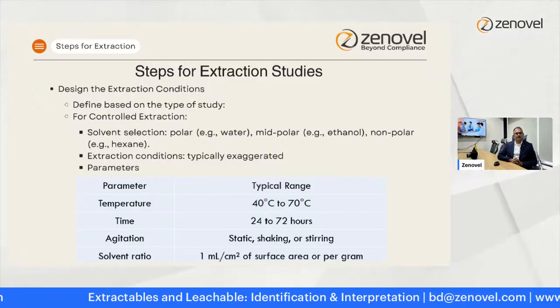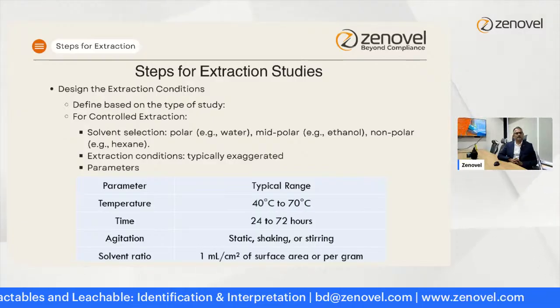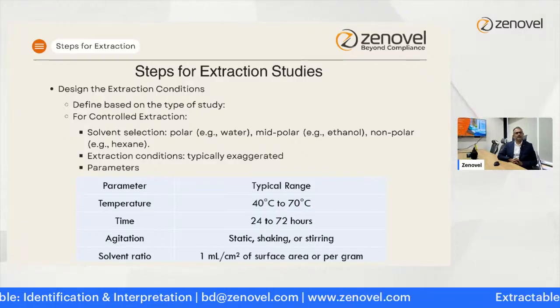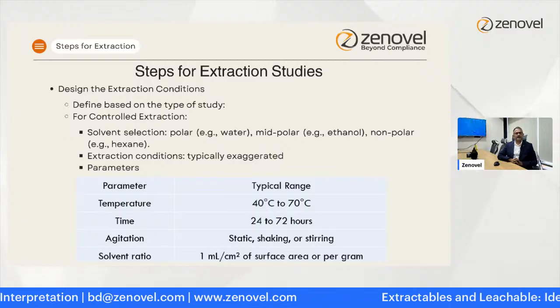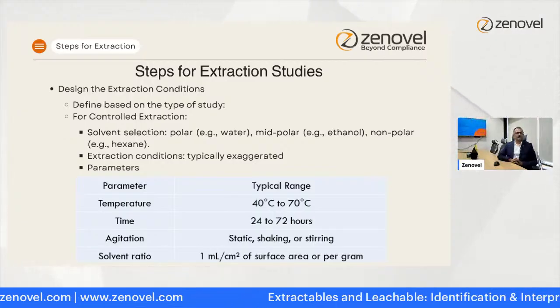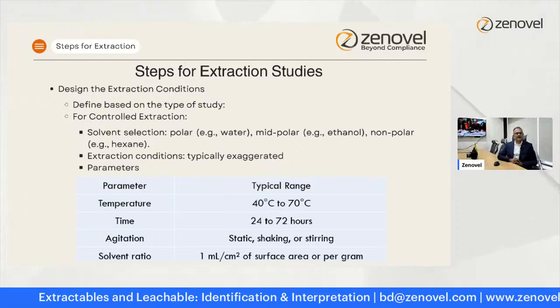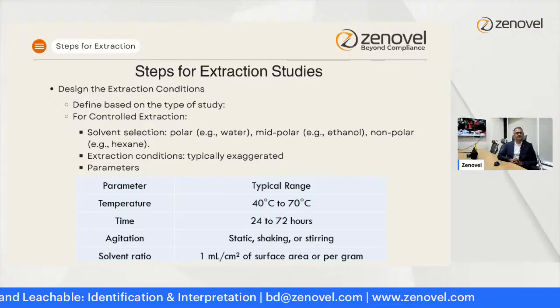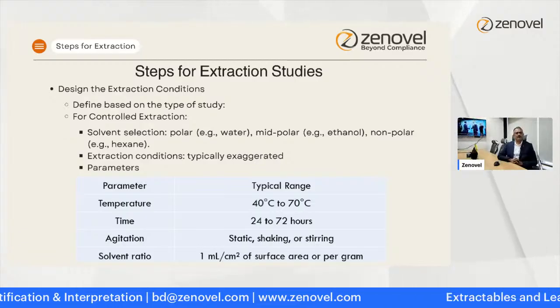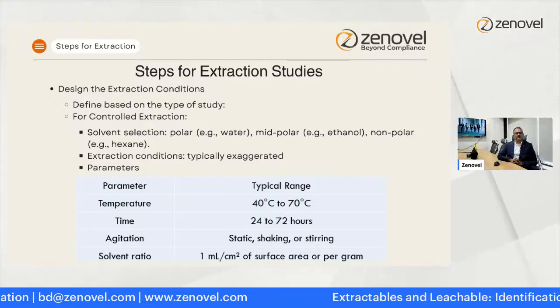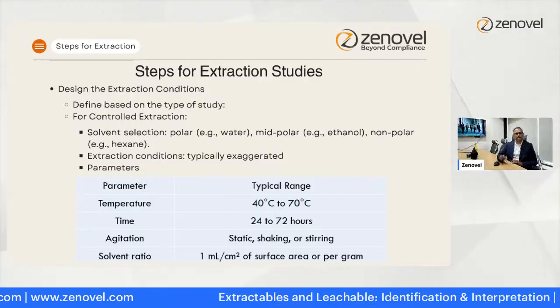So the parameters that are used during the extraction, for example, temperature. Temperature should be between 40 to 70 degrees centigrade. Time is generally 24 to 72 hours. Agitation should be static, shaking, or stirring. And solvent ratio is generally 1 ml per centimeter square of surface area or per gram.